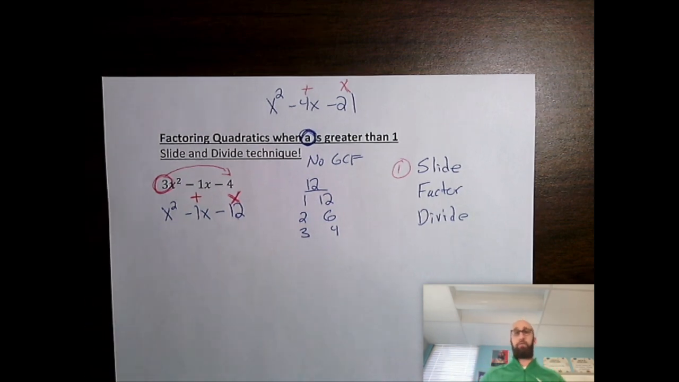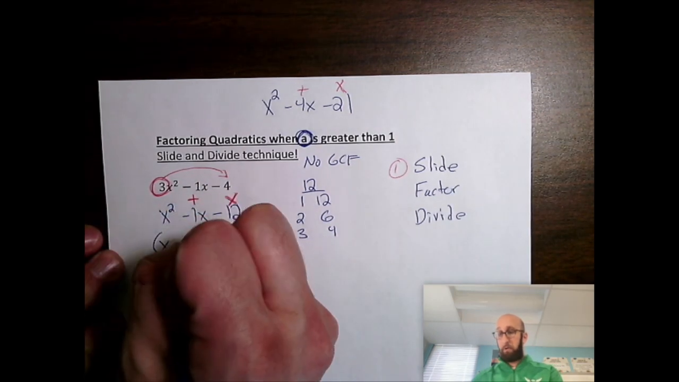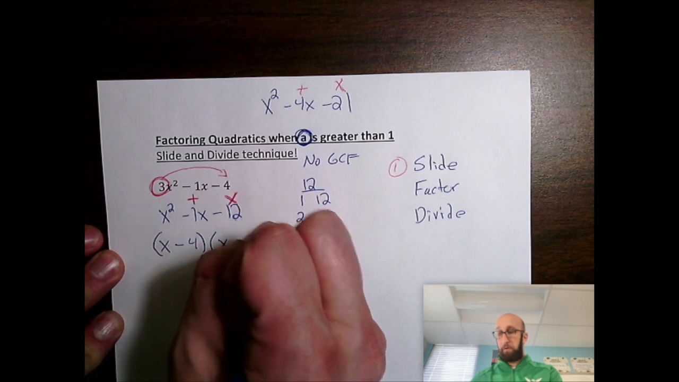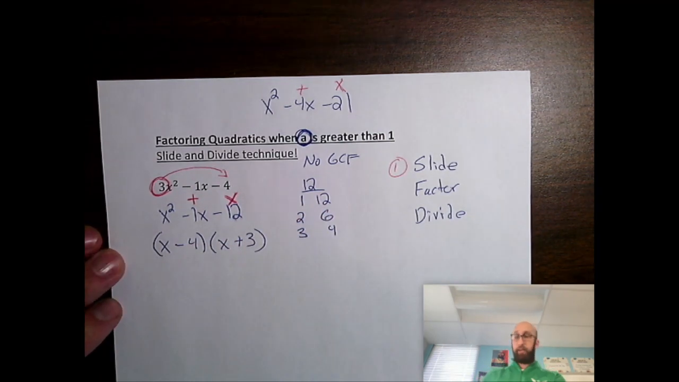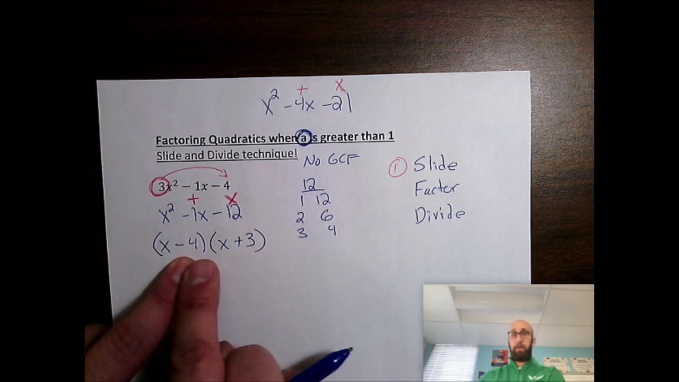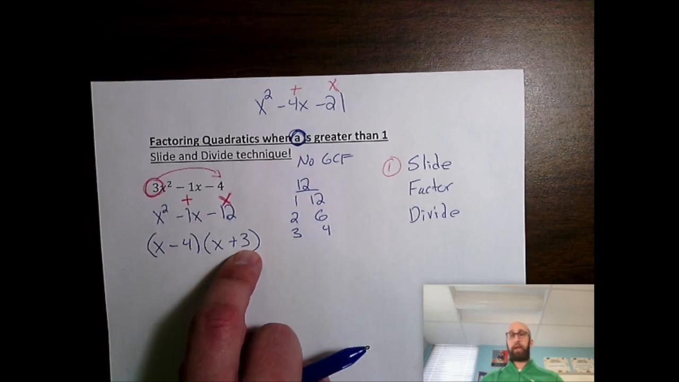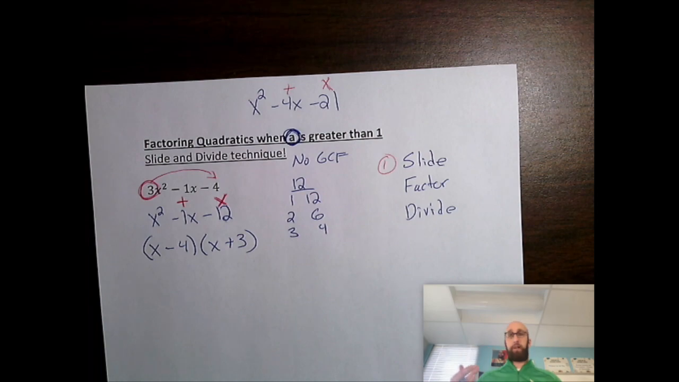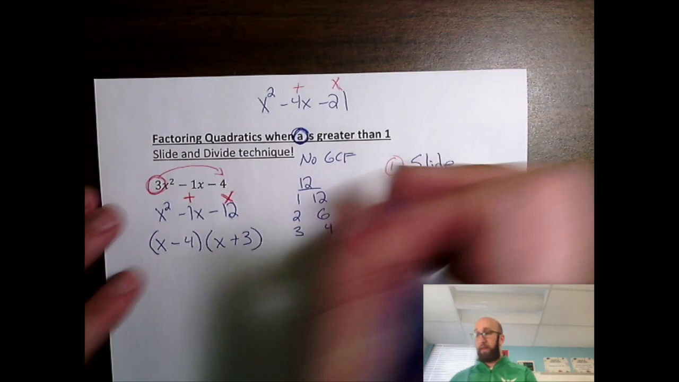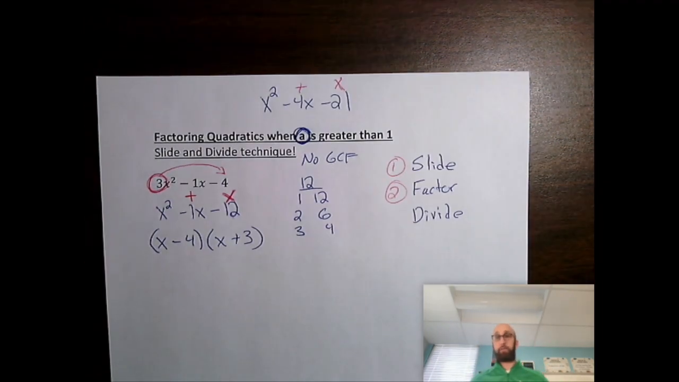I've talked a lot about developing that number sense in other videos. The combination that works on this one is a negative 4 and a positive 3. Negative 4 times 3 is negative 12, and negative 4 plus 3 is negative 1. So it is going to work out here. We have our 2 numbers that multiply to the back and add to the middle. That is step 2, the factor aspect. The final piece is the divide aspect that brings this all together.